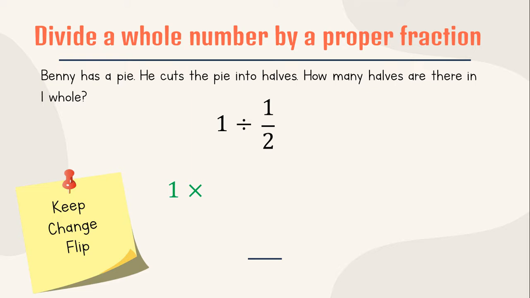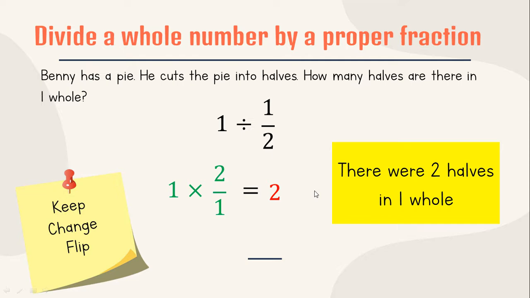Half, what must we do? We need to flip it. Remember this is 1 per 2, and when we flip it, the 1 goes to the bottom and the 2 goes up. After that, we just multiply as usual. 1 times 2 equals 2 per 1 equals 2. So there were 2 halves in one whole. It's kind of easy, right? Just remember, keep, change, flip.